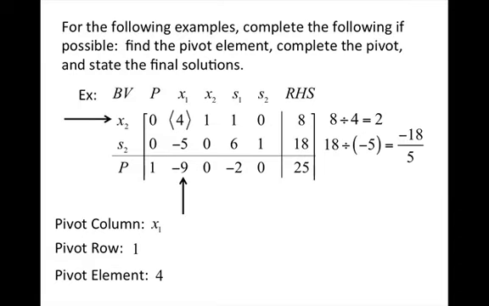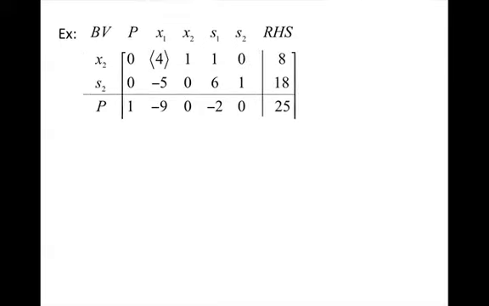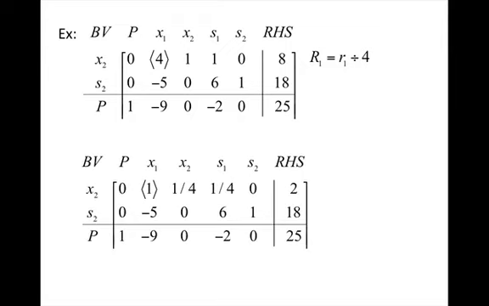So to complete this pivot, I need to make that 4 become a 1, and then make the -5 and the -9 become zeros. So we'll begin by making the 4 become a 1. To get a 1, I simply divide. So we're going to divide row 1 by 4. When we do this, we get 0, 1, 1/4, 1/4, 0, and 2. So this is our new row 1, and we simply rewrite rows 2 and 3.